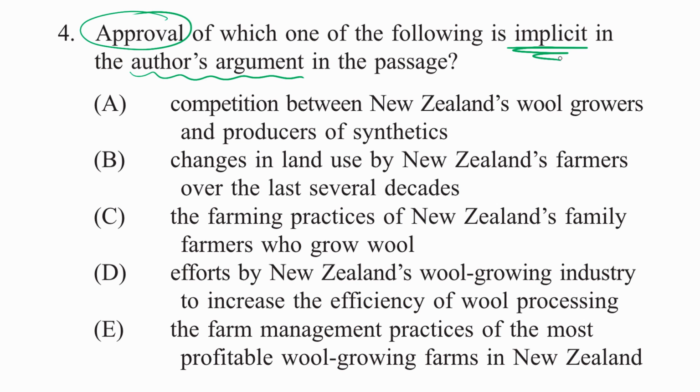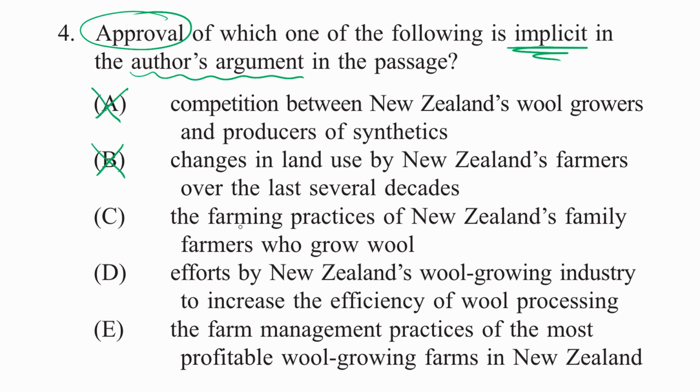So does the author approve of competition between New Zealand's wool growers and producers of synthetics? Like, oh yeah, I like that competition? Don't think so. B, changes in land use by New Zealand's farmers over the last several decades. No. The author spends most of his or her time making recommendations in order to save the wool industry. So B is definitely not right.